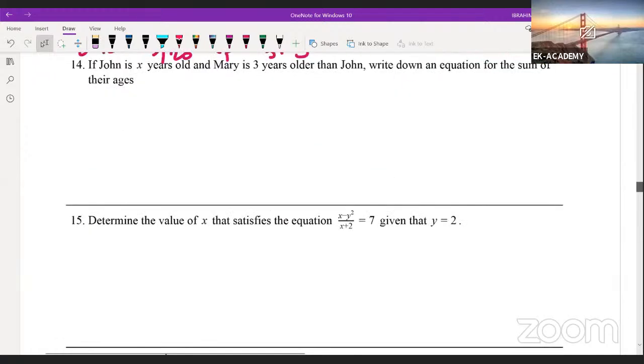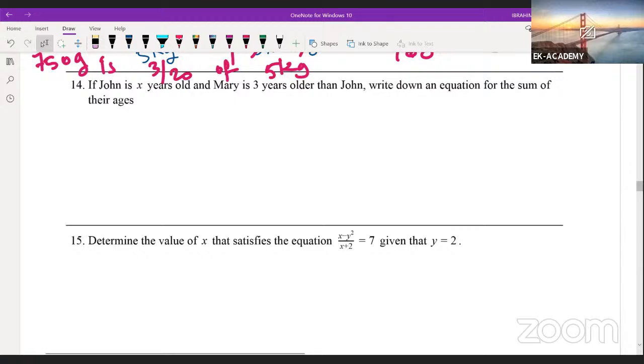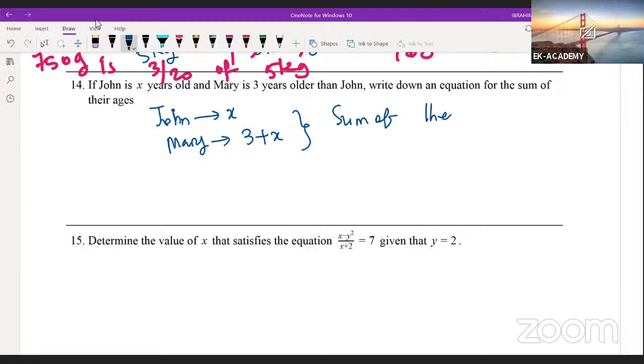Next question. If John is X years old and Mary is 3 years older than John, write down the equation of the sum of their ages. So John is X years old and Mary is 3 years older than John. So we have two people, we have John, who is X years old. We have Mary. Mary is 3 plus X. So the sum of the ages equals X plus 3 plus X, which equals 2X plus 3.